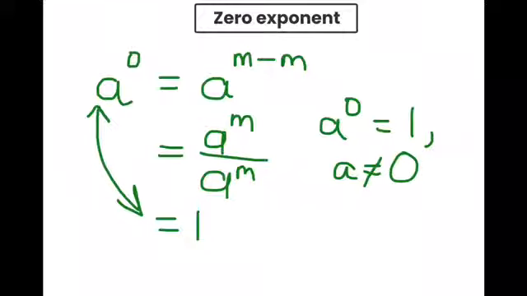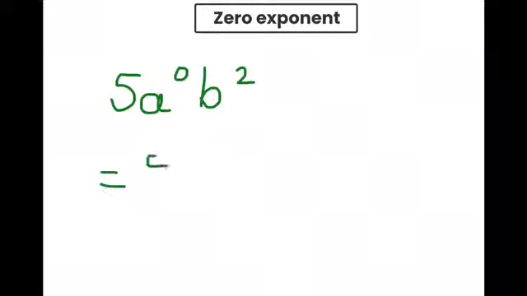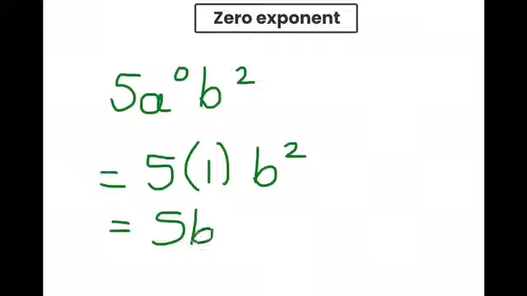So let's practice using this knowledge quickly. So let's say we had to simplify the expression 5 a to the 0 b squared, right? So that would be equal to 5 times a to the 0, which is just 1, times b squared, and that would just be 5b squared. Anything times by 1 is just itself, right?